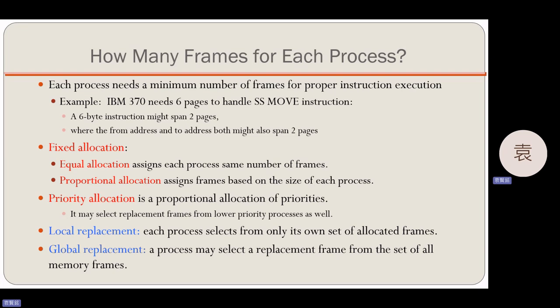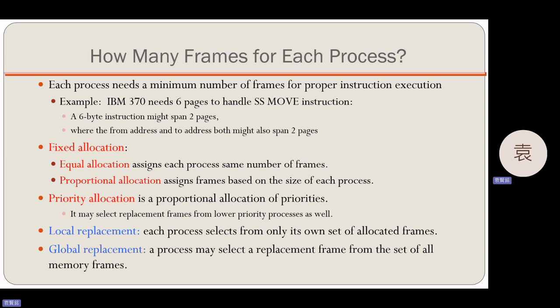Okay, so to allocate physical frames to processes, usually we have two categories of allocation mechanism. One is fixed allocation. For example, you can use equal allocation. You assign each process the same number of frames. For example, you divide all the available physical frames by the number of processes, n. And if this number is larger than the minimum requirement of the machine, then it's all right.